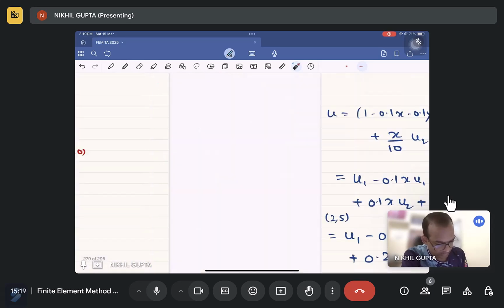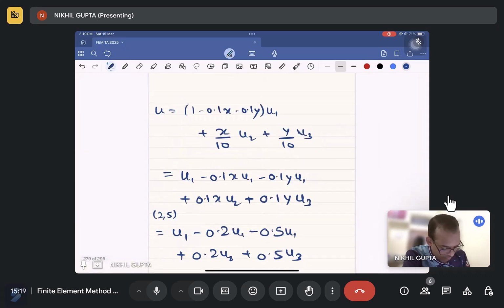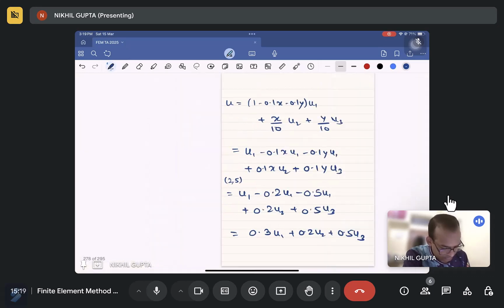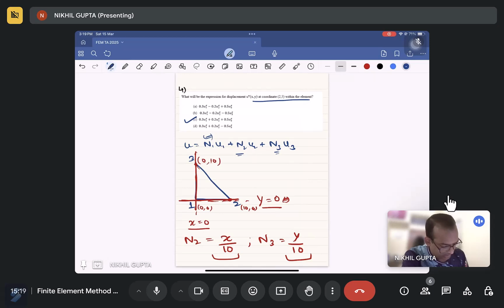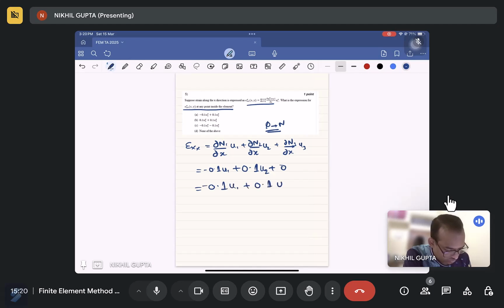So this will be minus 0.1 of u1. And N2: what is the N2 we have? N2 is x by 10 and N3 is y by 10. So when you differentiate N3 with x, you will get 0. For N2 you will get 0.1. So finally you get minus 0.1 u1 plus 0.1 u2. So the option you check is A.